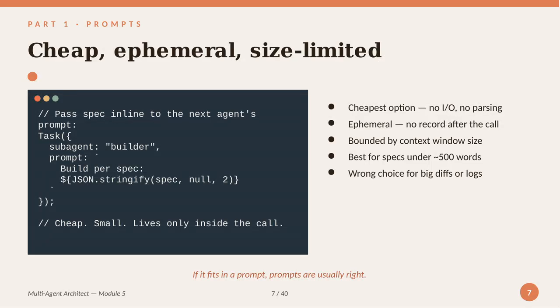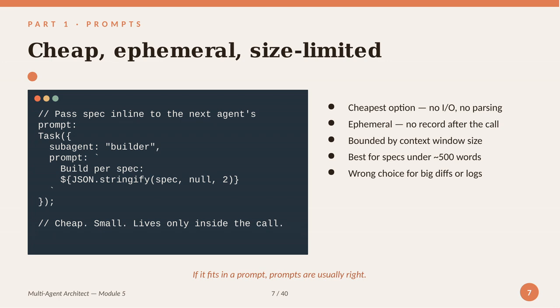State in prompts. The cheapest option, the right default for small data. The pattern is simple. The orchestrator embeds the spec or the input directly into the next agent's prompt. JSON stringified, indented, formatted. The next agent reads it as part of its system prompt or user message. No queue, no parsing overhead, no scratch file.